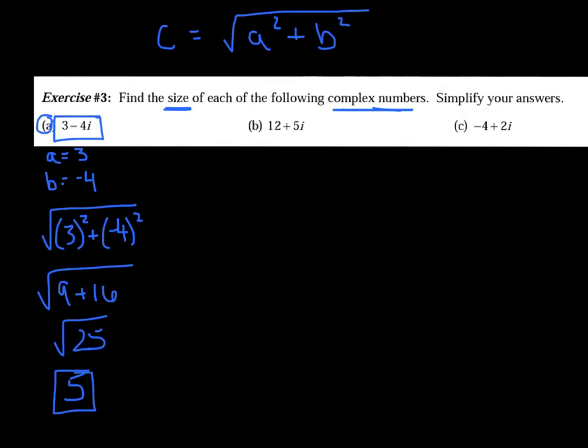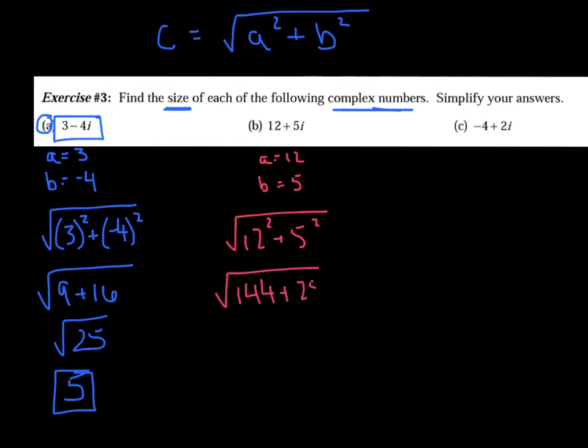All right, part B. The real component is 12, the imaginary component is 5, and the length is going to be 12 squared plus 5 squared. So we've got radical 144 plus 25. Wowzers, I think we're going to get another friendly number here. Can you believe it? 169, and the radical 169 is 13. So 13 units is the length of that complex number.